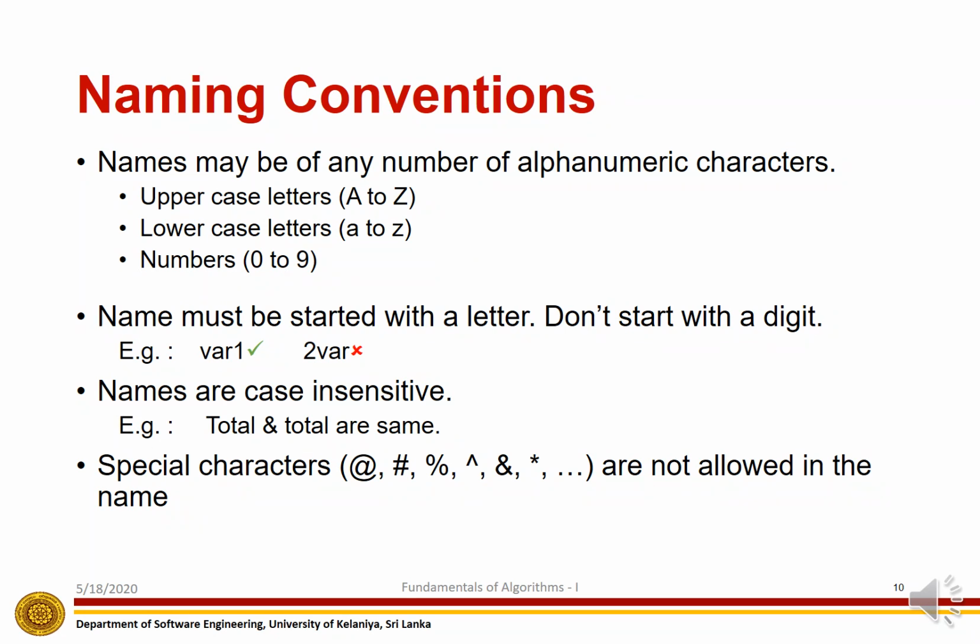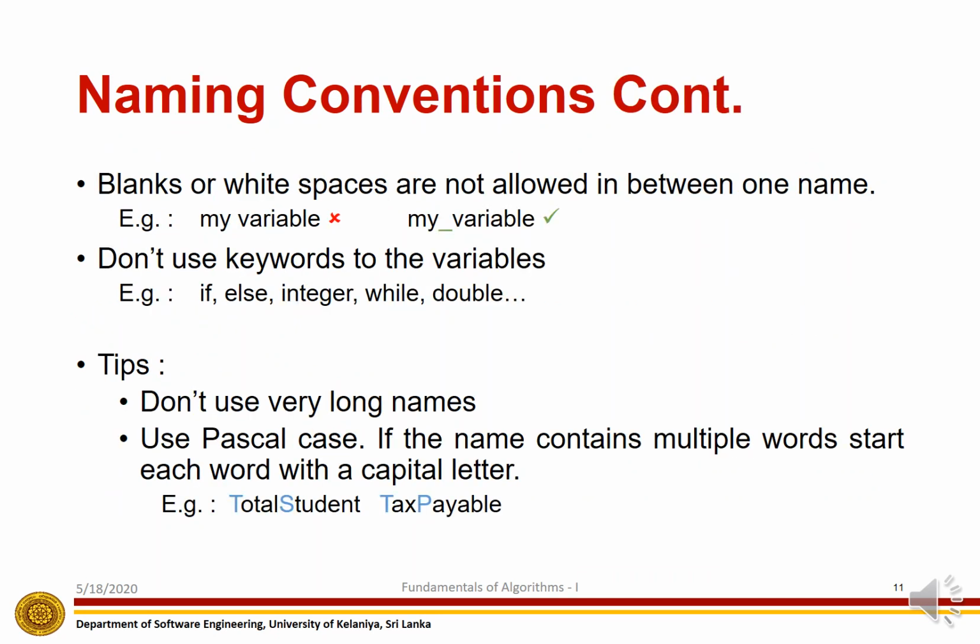The next rule is, special characters like at, percentage mark, power mark, or asterisk are not allowed in the name. But underscore is allowed, though mostly we use underscore as the start letter in system variables. And also you can use the underscore in between the words in the name. Blanks or white spaces are not allowed in between.